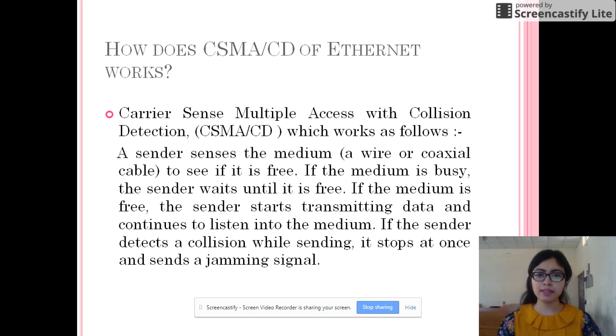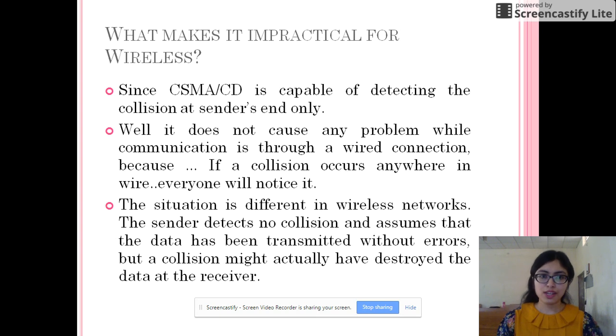A sender senses the medium, wire or coaxial cable, to see if it's free. If the medium is busy, the sender waits until it's free. If the medium is free, the sender starts transmitting data and continues to listen to the medium. If the sender detects a collision while sending, it stops at once and sends a jamming signal. So this is how it works in wired connections.